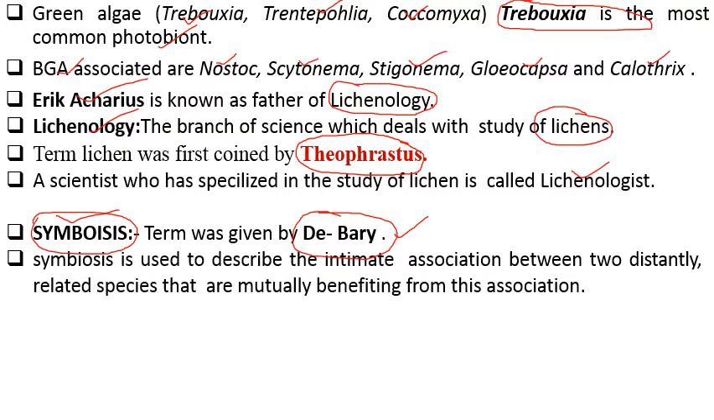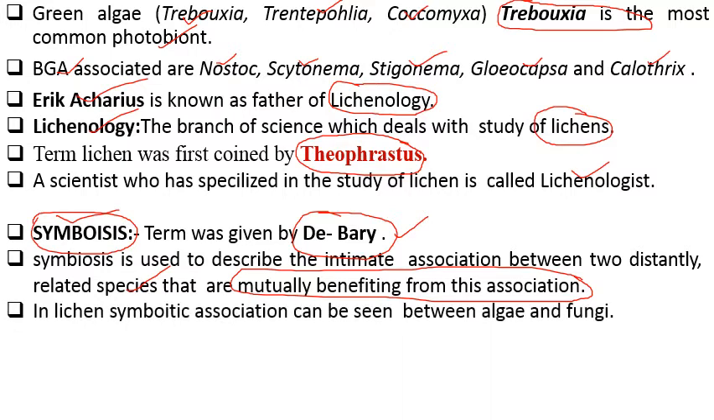Symbiosis is used to describe the intimate association between two distantly related species that are mutually benefiting from this association, जिसमें दोनों ही partner benefit लेते हैं. So इस तरह की जो association है, that is known as symbiosis.